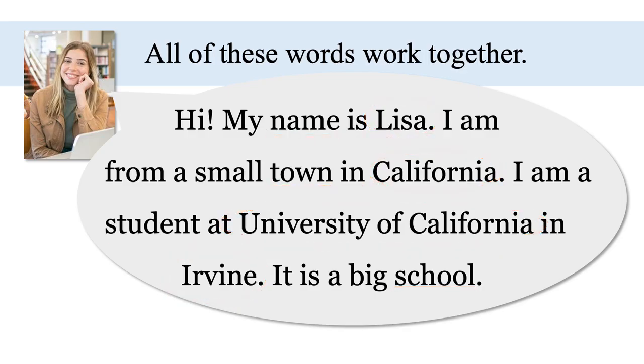Okay, now let's look for the pronouns. Do you see pronouns? We have the pronouns I 2 times and it. Remember, I is always a capital letter. Down here, it only has a capital letter because it is the first word of the sentence.